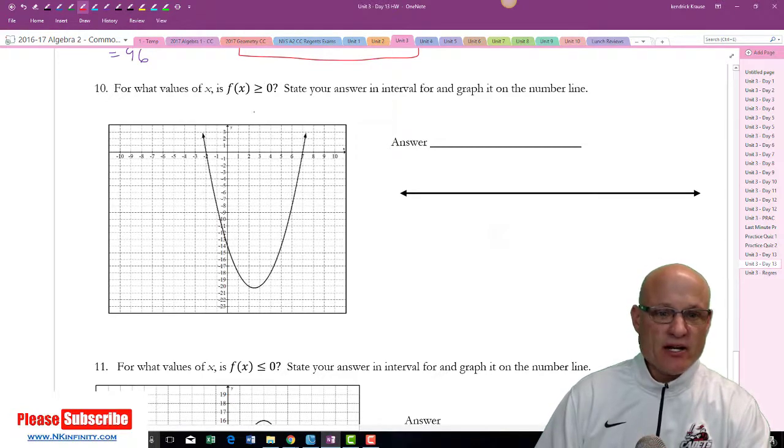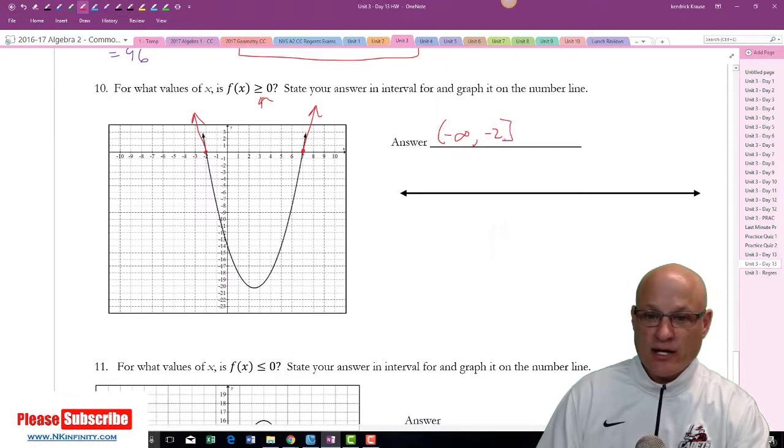This means greater than means above. So that's starting here and it's above here. Starting here and it's above here. So this would be from negative infinity all the way to negative 2. And because it has the equal to, I have to put a bracket, or 7 to positive infinity. So negative 2 going this way, and 7 going this way.